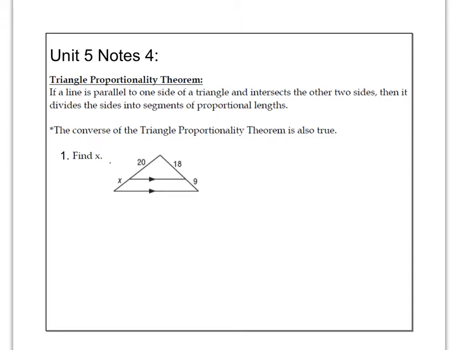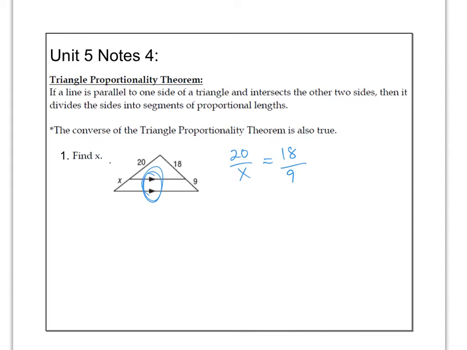So in example 1, you can see that we have two triangles, a smaller triangle and a bigger triangle, and they overlap each other. And the bottom sides are parallel. So what that means is the other two legs will be proportional. So we set up a proportion like 20 over x will equal 18 over 9. And again, since these two sides are parallel, that's why we can set up the proportion.